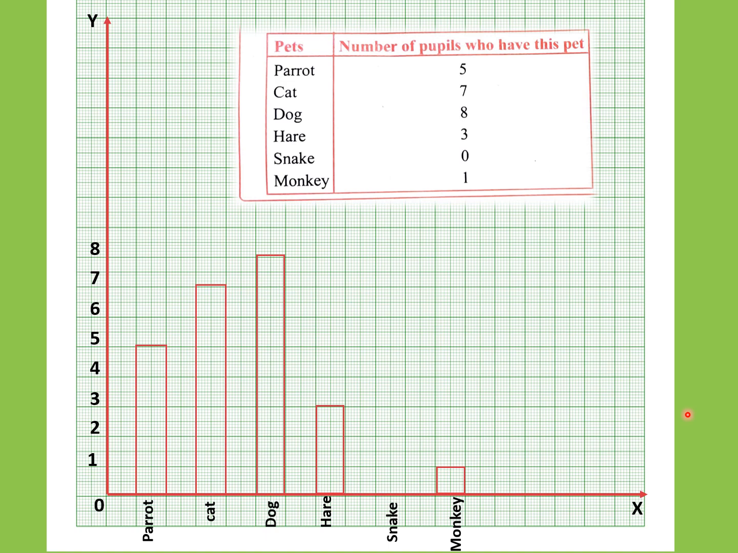Now you had to mark this earlier, but anyway you can do it at the end as well. We will simply write what is represented on the x and y axis. On the x axis we are representing the pets. These names are the names of some pets, and on the y axis we are marking number of people. People simply stands for students. Now this is your complete graph. So you have completed this question.